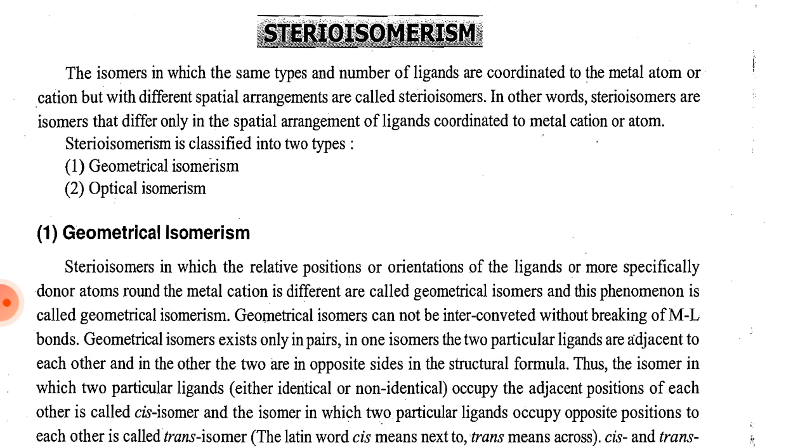Next is stereoisomerism: the isomers in which the same number of ligands are coordinated to the metal atom or cation but with a different spatial arrangement.